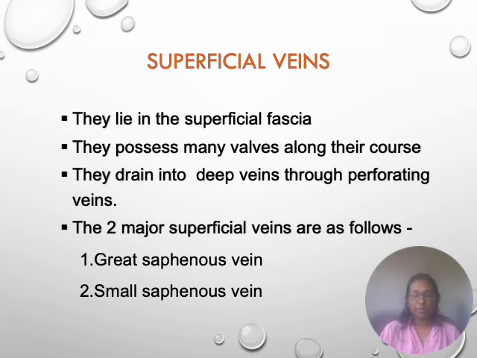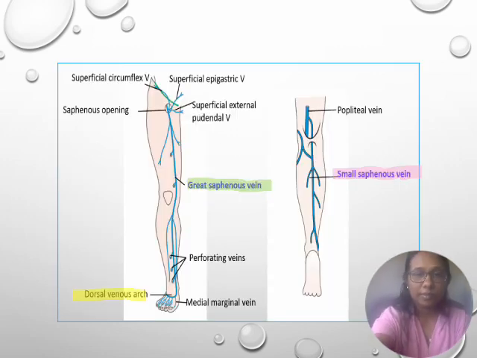Starting with the first set of veins, superficial veins. As the name says, they lie in the superficial fascia just beneath the skin and over the deep fascia. They possess many valves along the course. And what is the purpose of these valves? They are meant for unidirectional flow of blood, that is towards the heart in the upward direction, preventing the backflow or the reflux of blood backwards. They drain into the deep veins through the perforating veins. The 2 major superficial veins of the lower limb are the great saphenous vein and the small saphenous vein.